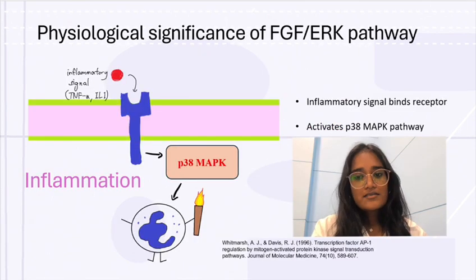The last one is inflammation. Inflammatory cytokines like TNF-alpha and IL-1 activate receptors that initiate the MAPK pathway, particularly P38 MAPK, and amplify the inflammatory response to various stimuli. Next, Mika will be discussing the possible malfunction of the pathway.